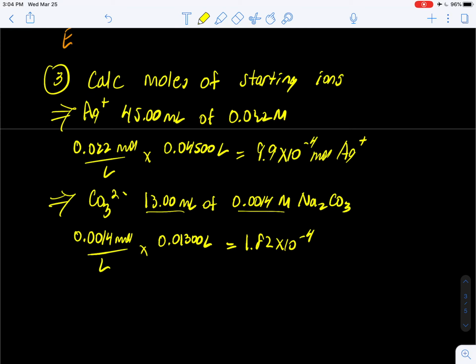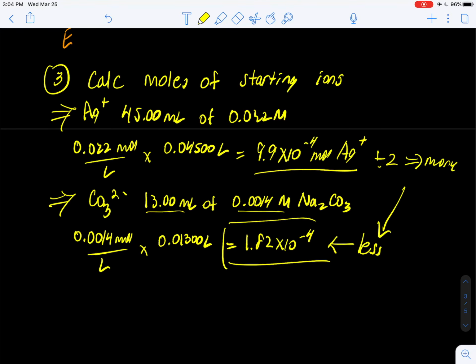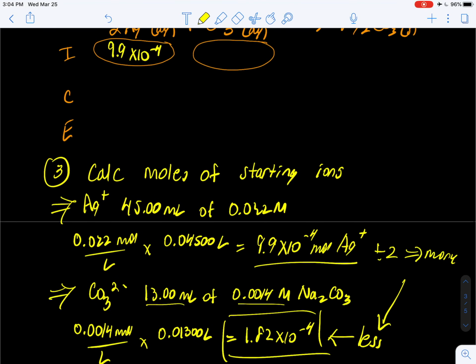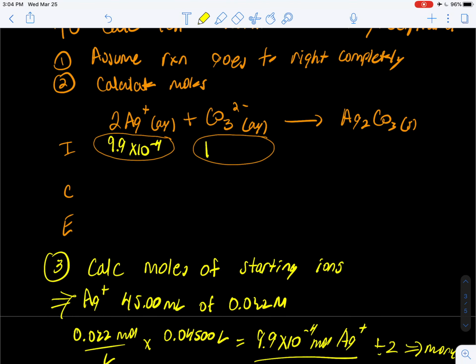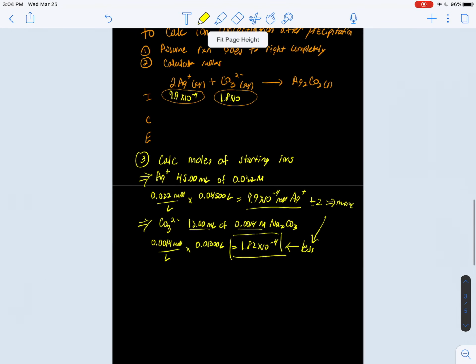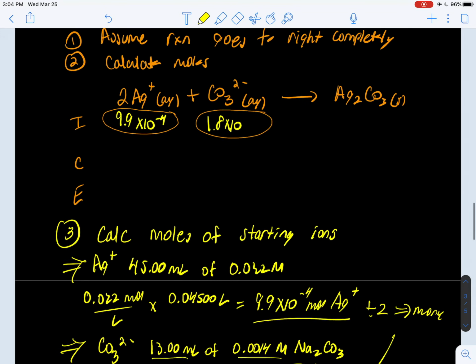Okay, so you can see how these two numbers, this is much less. Even after you divide by 2 and you figure out what's the limiting reactant, this is still more than this. Okay, so this is going to be our limiting reactant. So let's write that up here, and I'll explain that a little bit better. So this is 1.8 times 10 to the minus 4.